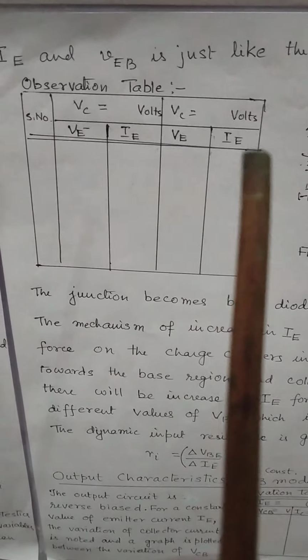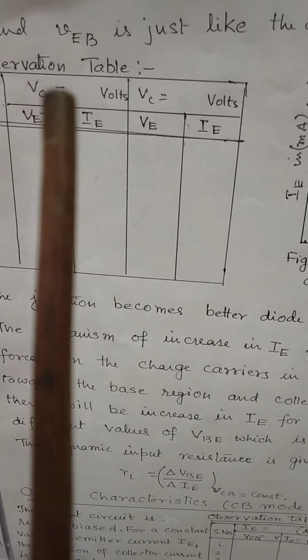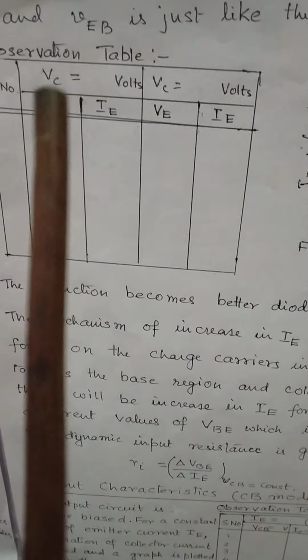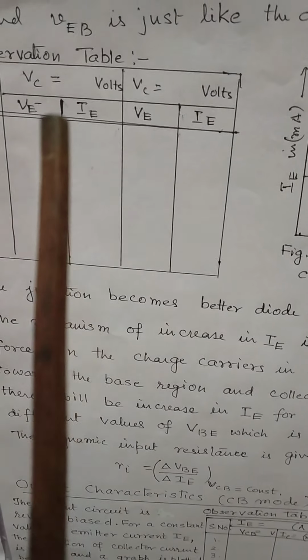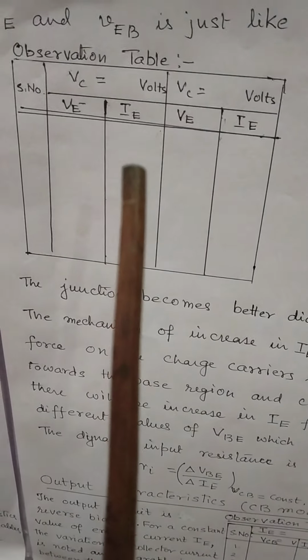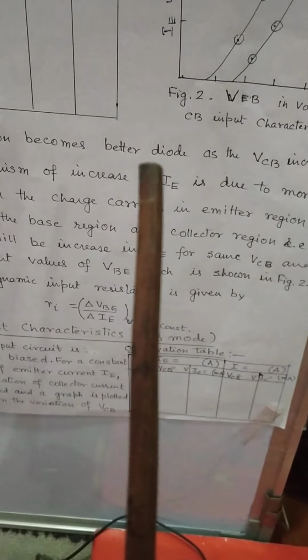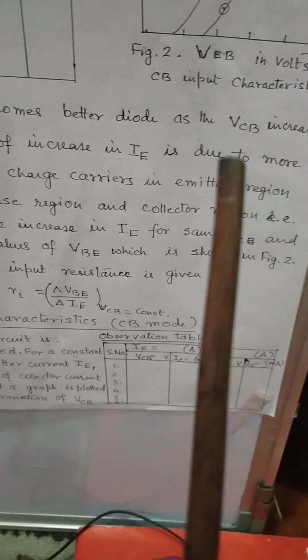This is the observation table, which shows two values we have taken here. Other values can be taken. For constant collector voltage, we have varied the values of emitter voltage, and then we have noted the change in values of emitter current. Now the junction becomes a better diode as the VCB, that is the collector base voltage, increases.